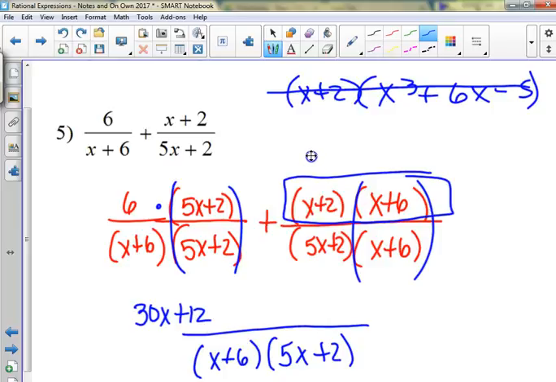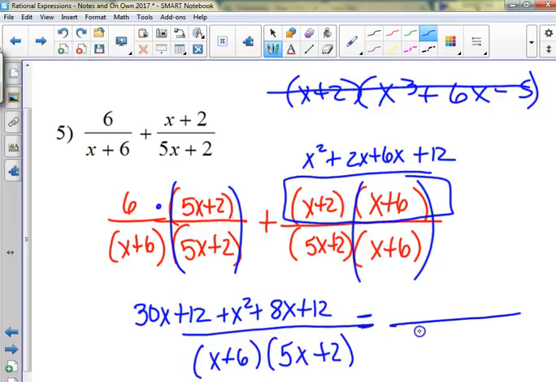Anyway, what do we get? 2x and 6x and 12, is that okay? Oh, I was supposed to be writing that down here, wasn't I? Well, I'll add the like terms together down here. Okay, guys. What do we need to put together up top? We have an x squared. Don't we have 38 x's? And a 12 and a 12 is 24.